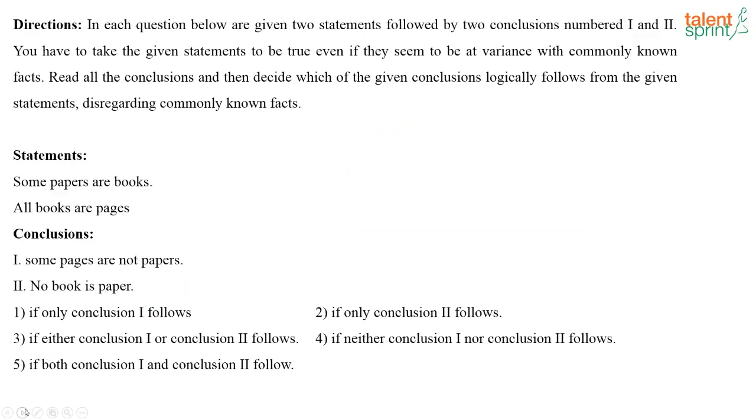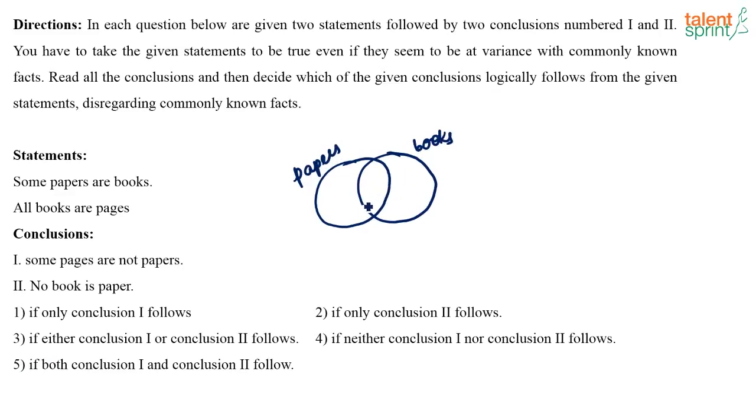Clear? Next one. So what is given here? Some papers are books. All books are pages. Now tell me if the conclusions follow. Neither. That is the correct answer. So, some pages are not papers. See, I don't know that for sure, right? Now these pages and papers can also be even one set, right? So we don't know. I cannot say for sure that some pages are not papers. It's not a definite conclusion. So it does not follow.